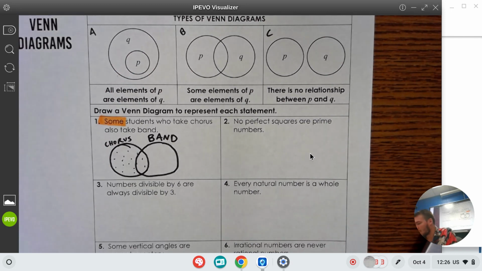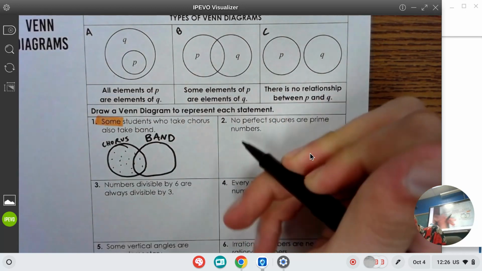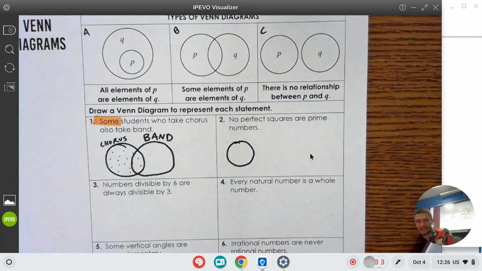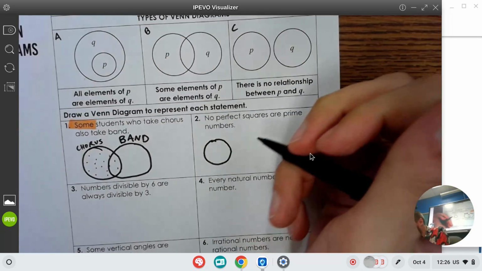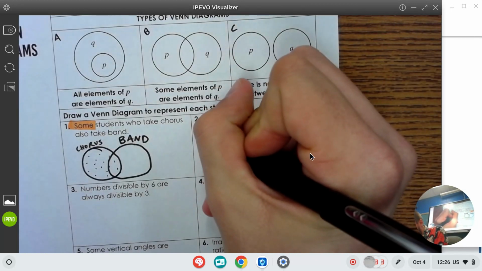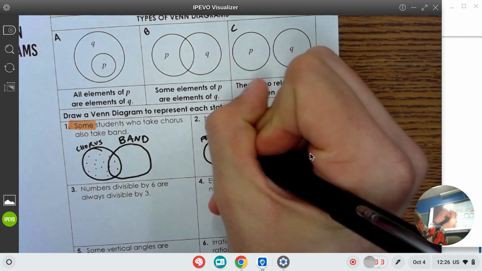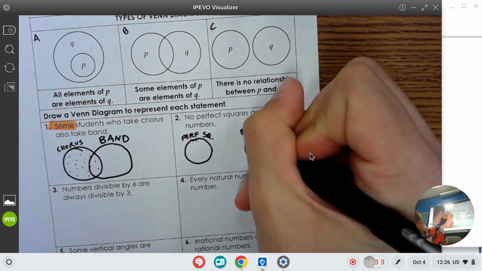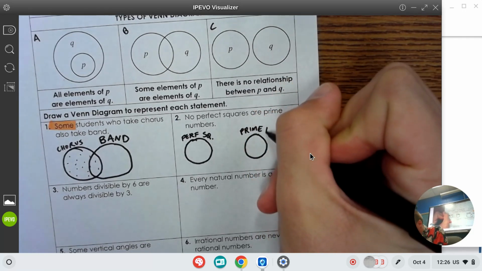Number 2, no perfect squares are prime numbers. So we're talking about perfect squares and prime numbers. Outside of that, it says no perfect squares are prime numbers. You think A, B, or C? I think C is how we're going to set this up. Let's see what I can do with my circle here. That's the best circle I could possibly draw. Not too bad, okay? This is our perfect squares. And all the way over here, there are prime numbers.